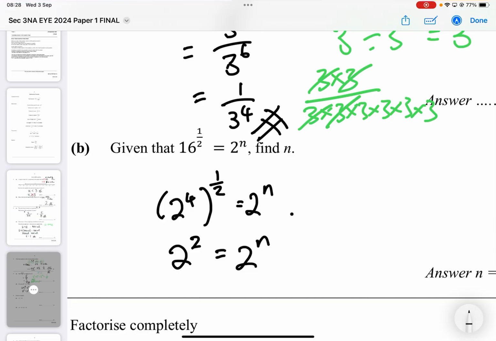Okay? Then now, how to solve? The base is the same means the index must be the same. Or you use your eyes also can. 2 is already the same one. So if left is the same as right, means n is the same as 2. Equal sign means the same. So like that, by comparison, we can say n equals 2 already. It is considered the more difficult question.